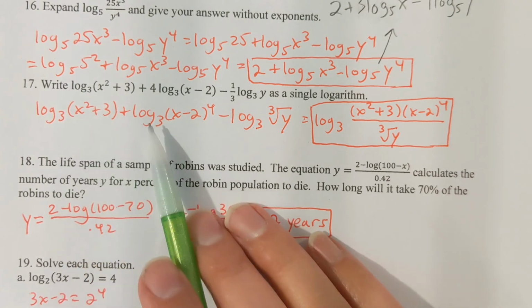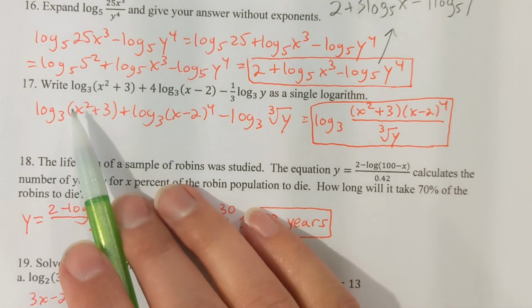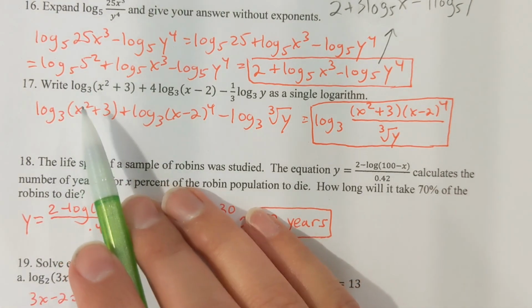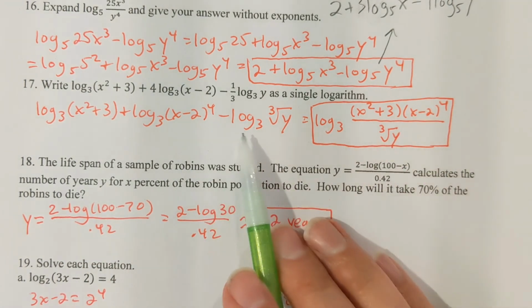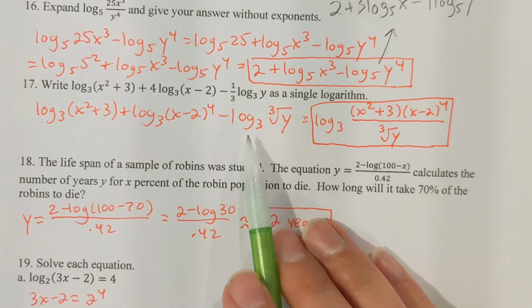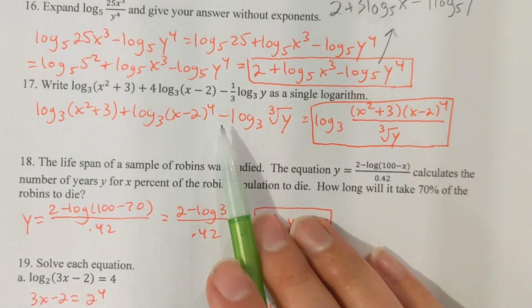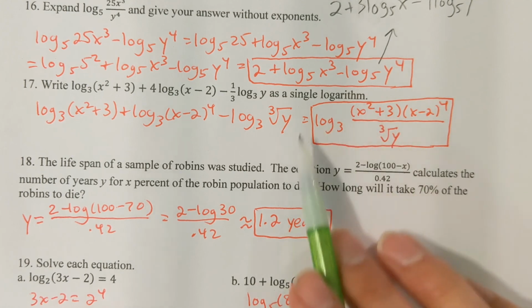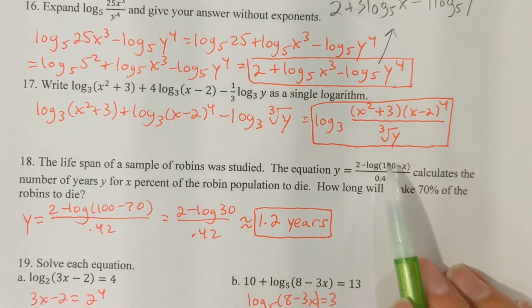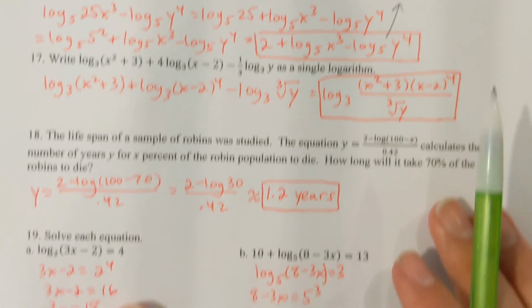Okay, I'm adding 2 logarithms with the same base, so I'd want to multiply the inner terms. And then I'm subtracting log base 3 of the cubed root of y. Since I'm subtracting, I want to divide by the cubed root of y there when I go to get my single logarithm. Problem 18.